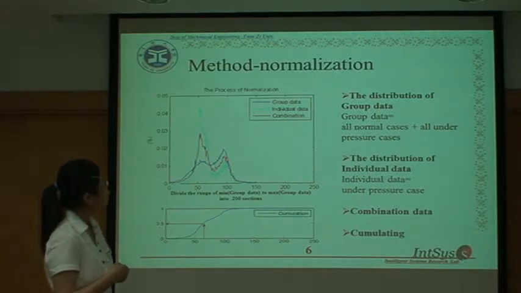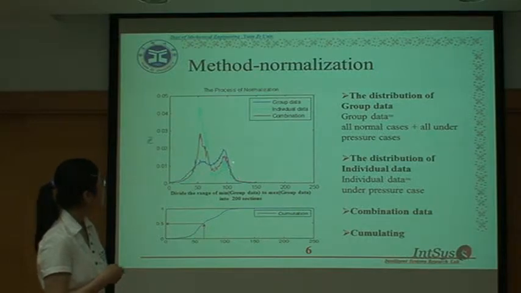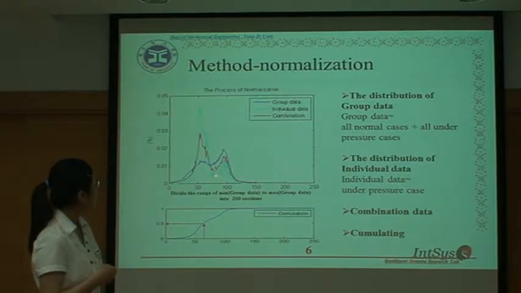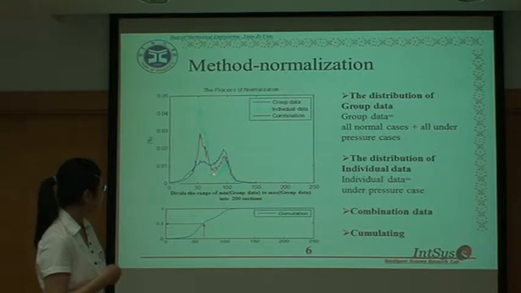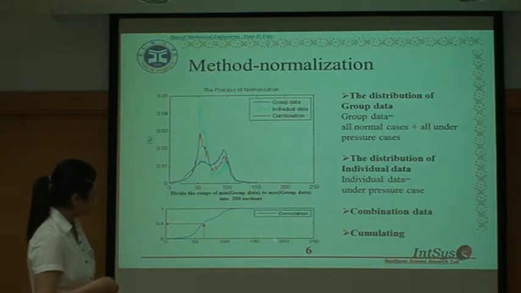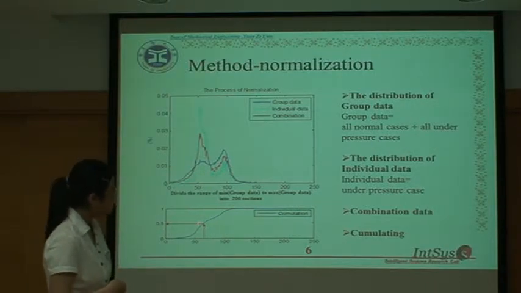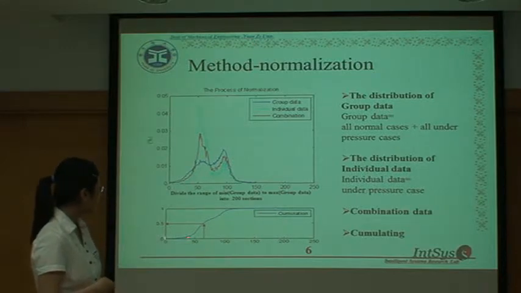So the process of normalization is as follows. First, we plot the distribution of group data and the individual data, the blue one and the light blue one. Then we combine them together. After combining them, we accumulate and get this curve. Using this curve, we can get the normalized value.